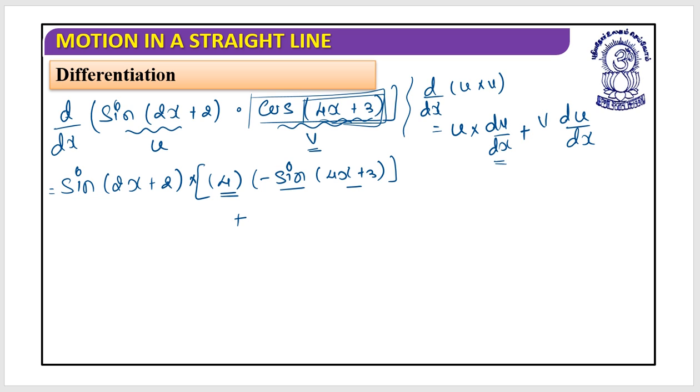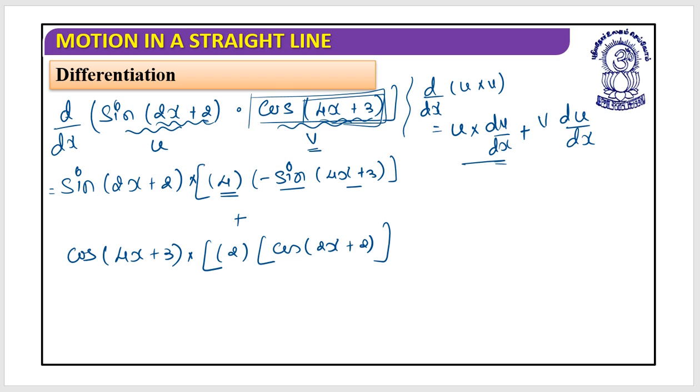Now let's do the next term. This is half of the battle. So u dv by dx has been performed. Now it's the turn for v into du by dx. So write down the v. It's cos of 4x plus 3 multiplied by the differentiation of sine 2x plus 2. First you need to differentiate this. It's a 2. This 2 would be multiplied by the differentiation of sine, which is cos of 2x plus 2.